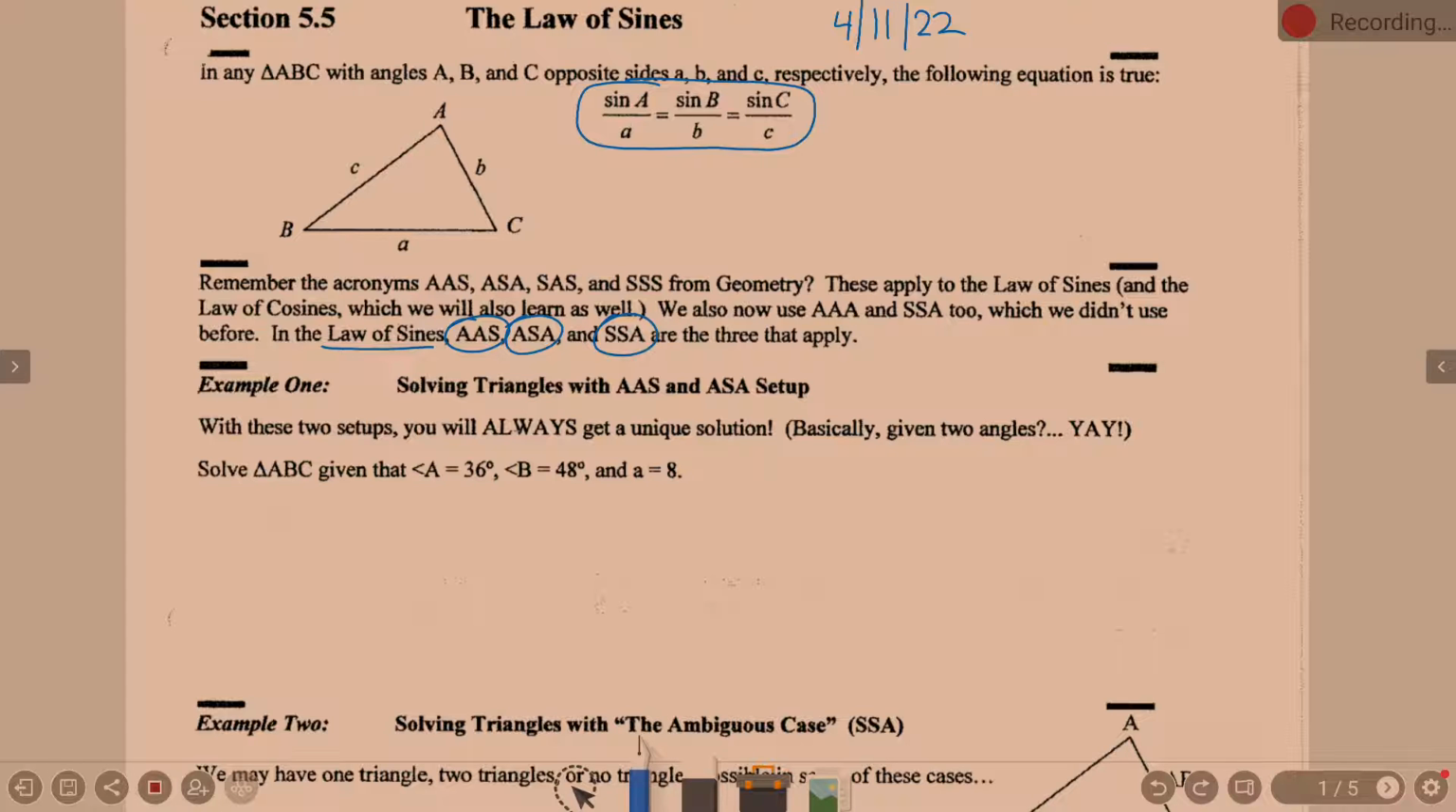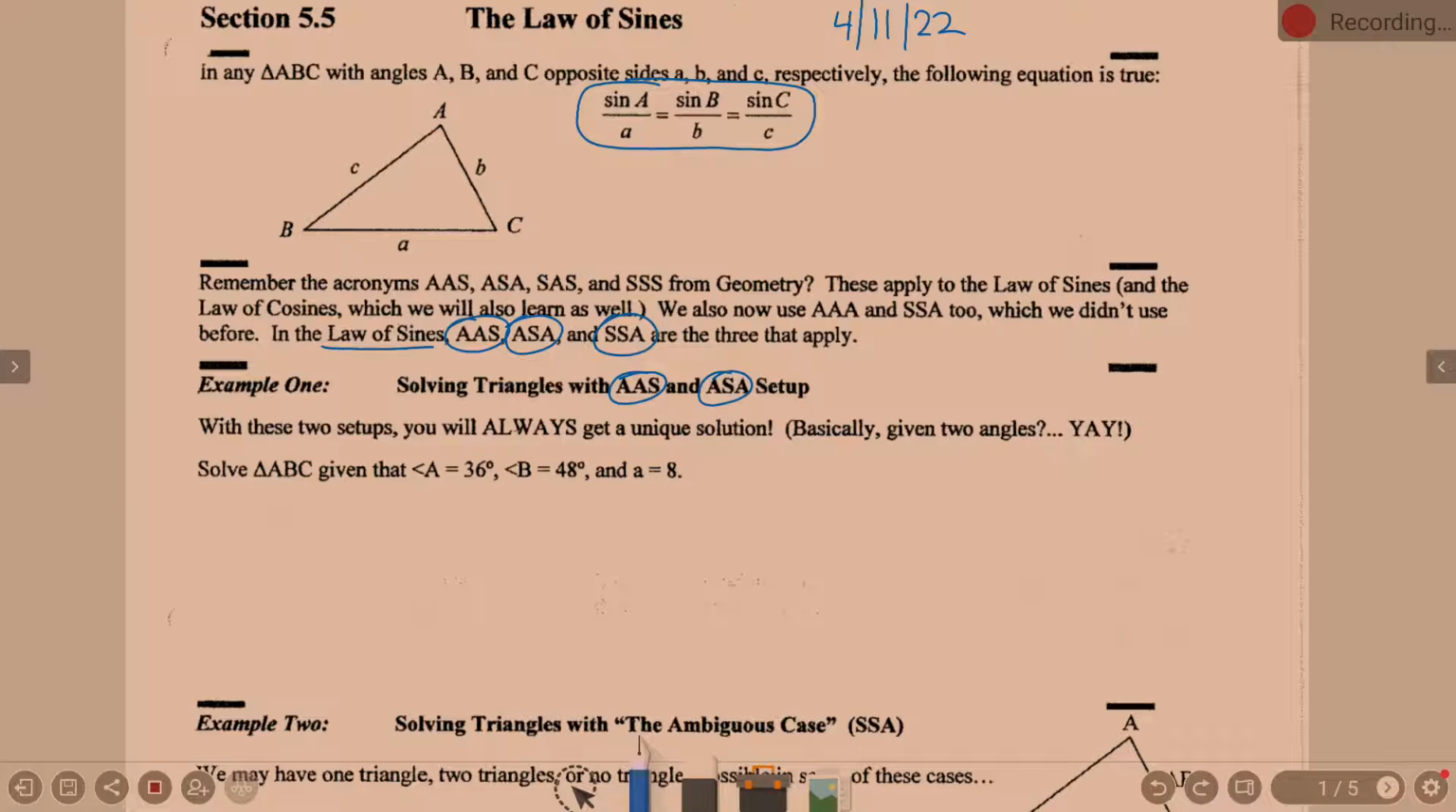Let's look at example 1. Example 1, basically, we're working with solving triangles that have the angle, angle, side, and angle, side, angle setup. So basically given 2 angles. And with these 2 setups, if you're given 2 angles, you're always going to get a unique solution. So one solution, no tricks. Look at our example. Solve triangle ABC, given the angle A is 36 degrees, angle B is 48 degrees, and side a is 8.